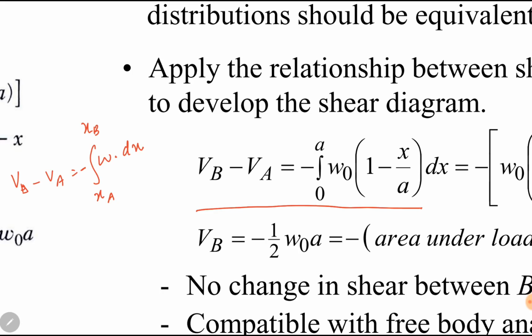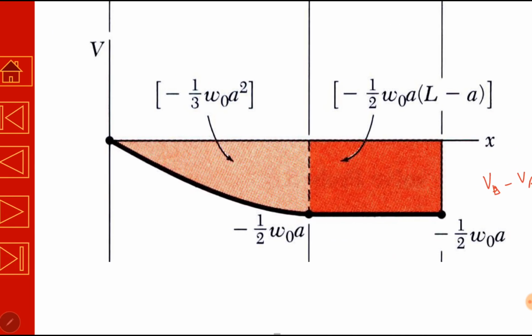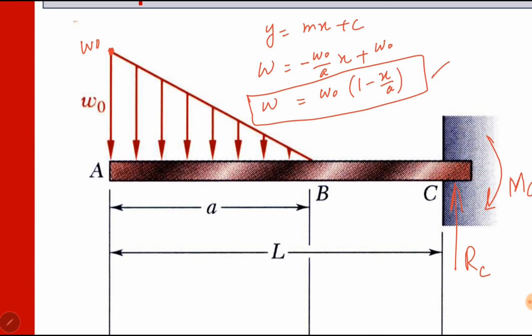Okay, VA, what is VA? VA, simply point A is the end point. So we will see if there is any concentrated force at the end point. If there is any concentrated force at the end point, VA will be equal to that force. If there is no concentrated force at the end point, VA will be 0. So we can see here there is no concentrated force at point A, so VA is 0.